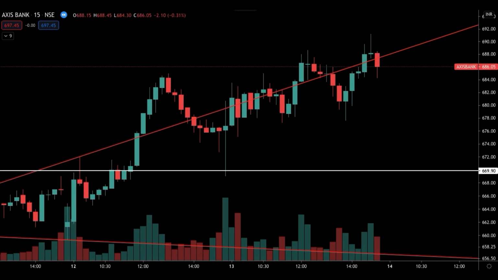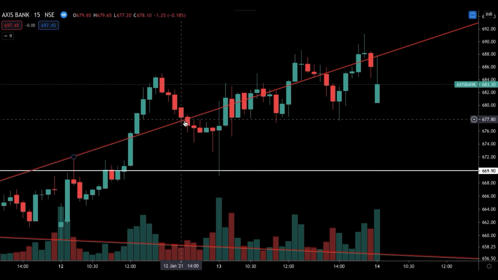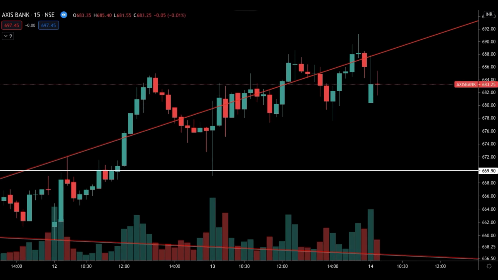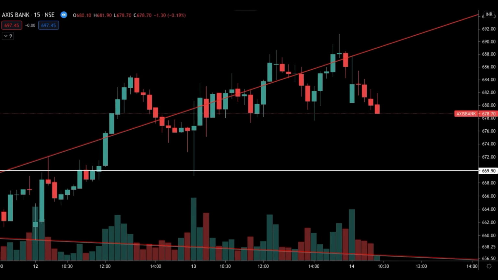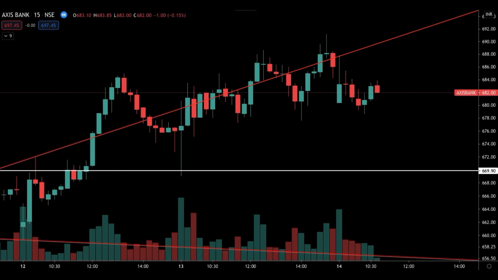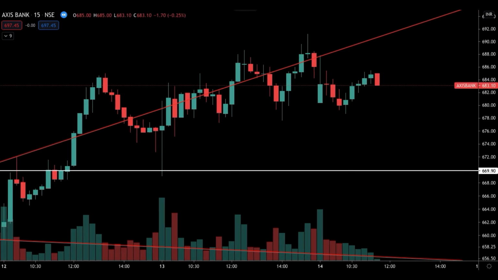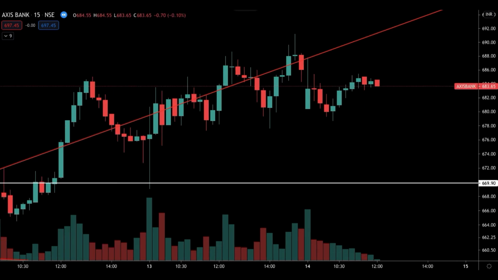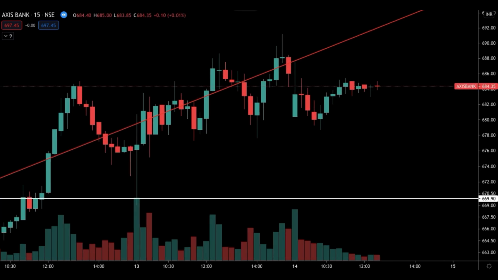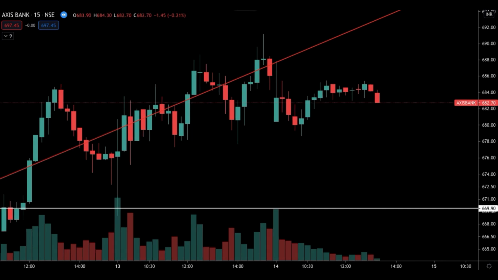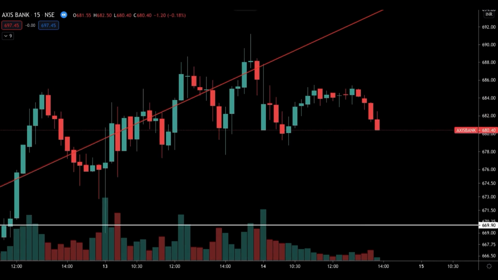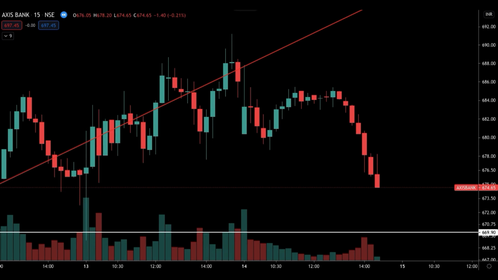We are at a profit because we bought at 676. We are trading at a profit currently. The stock is consolidating in this range, but has given a significant profit if we had booked it at 680 or 690 as per the satisfaction of every investor or trader. Now here we can see the stock has again started to fall.